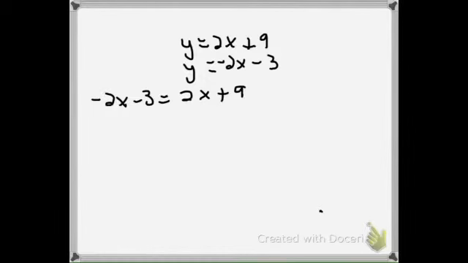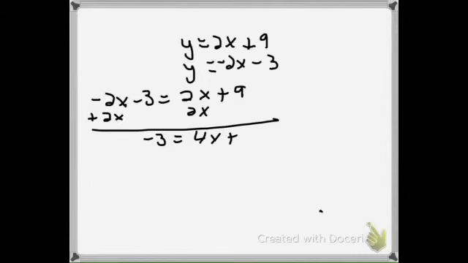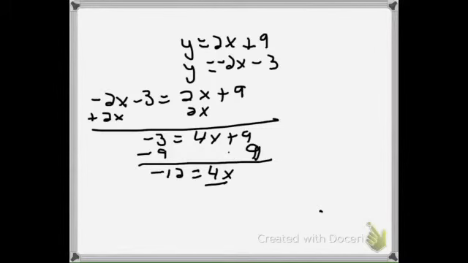I need to get the x's on just one side. I think it would be easier to add 2x to both sides, so get rid of the x's over here. So add 2x here and add 2x here. That's going to give me negative 3 is equal to 4x plus 9. Now I'm going to have to subtract 9 here. Oops, that's not working. Subtract 9 here and subtract 9 here. That's going to give me negative 12 equals 4x. Divide by 4, and x is equal to negative 3.